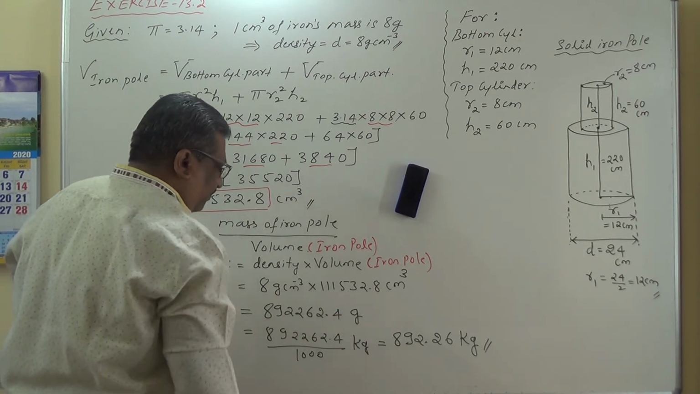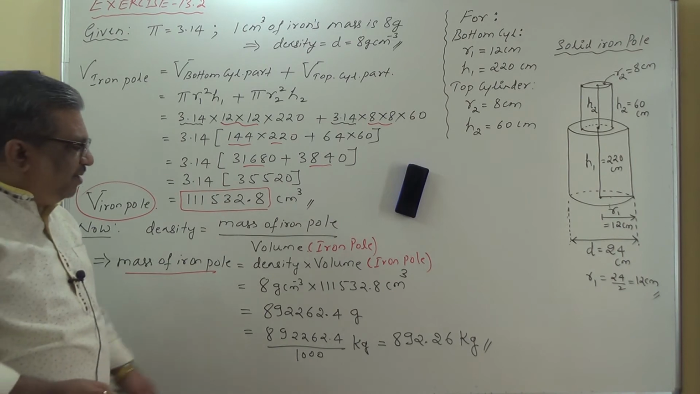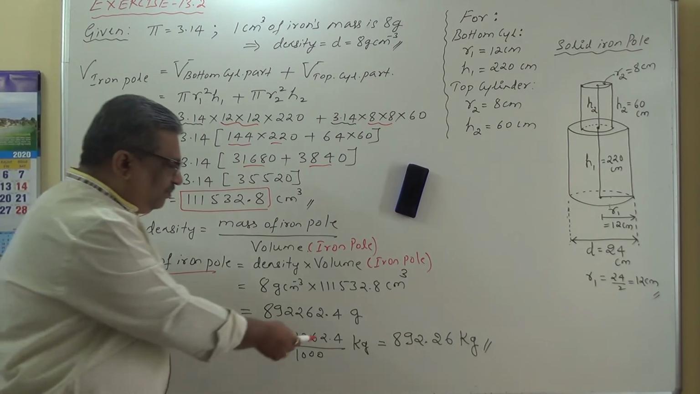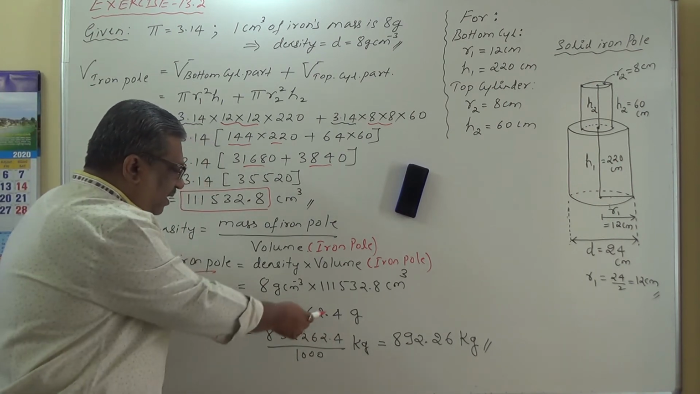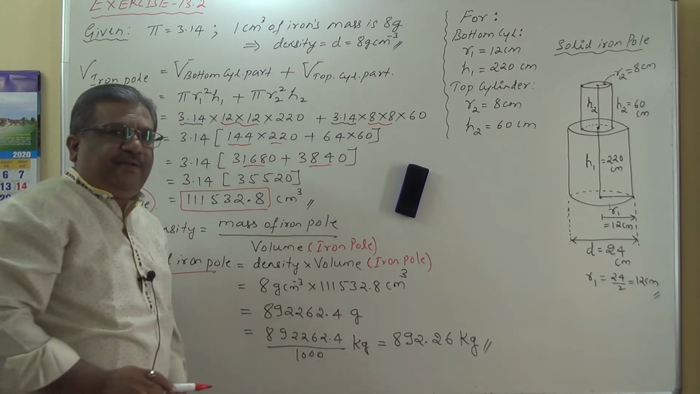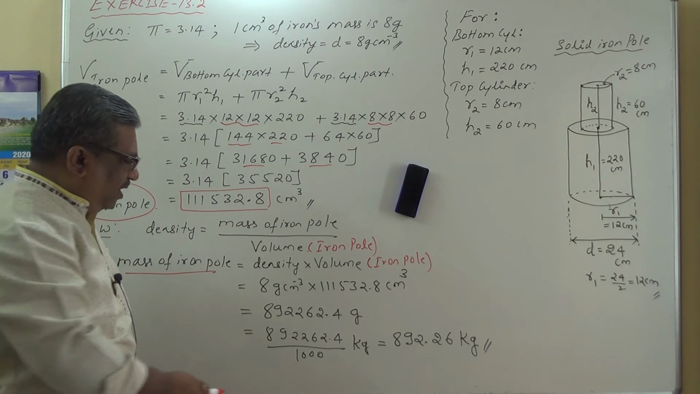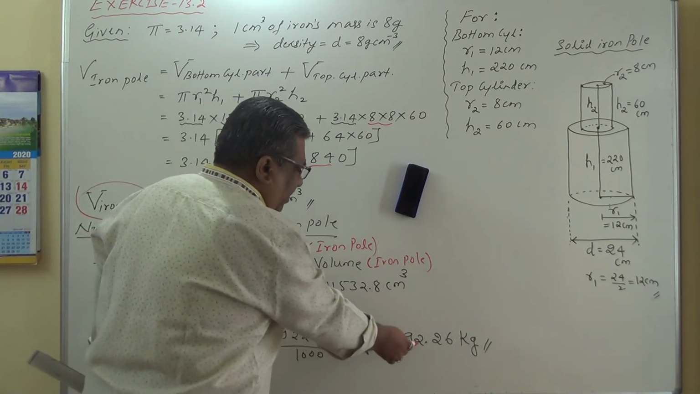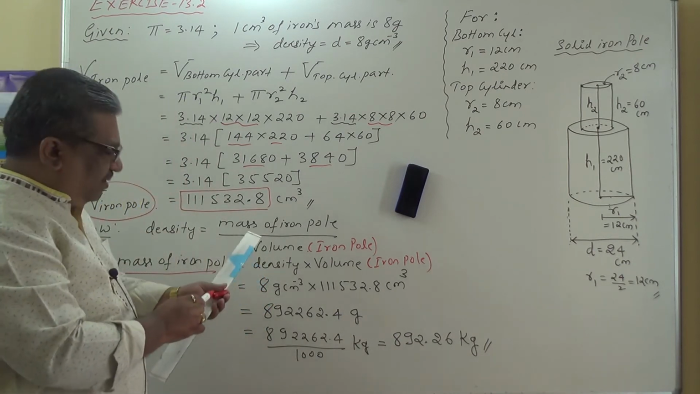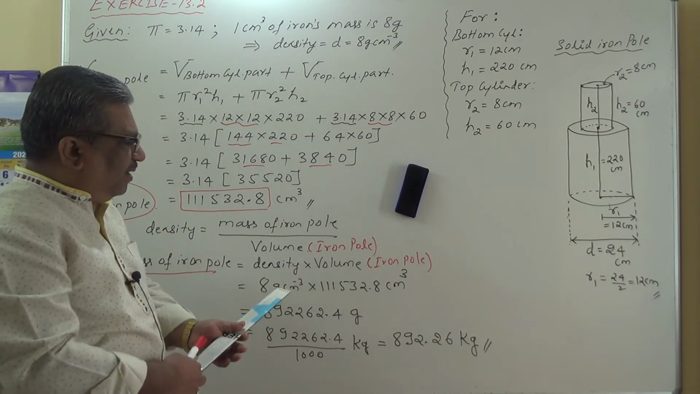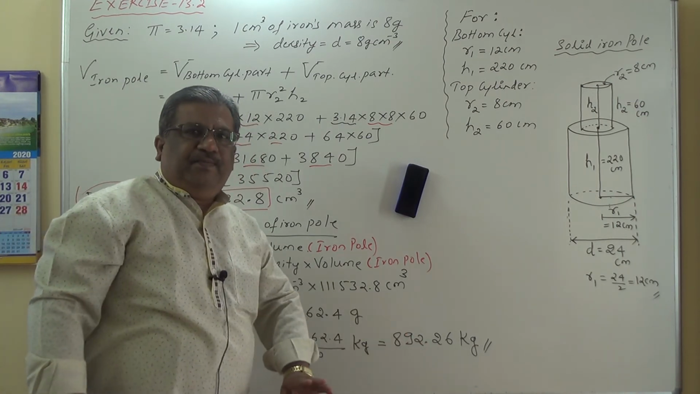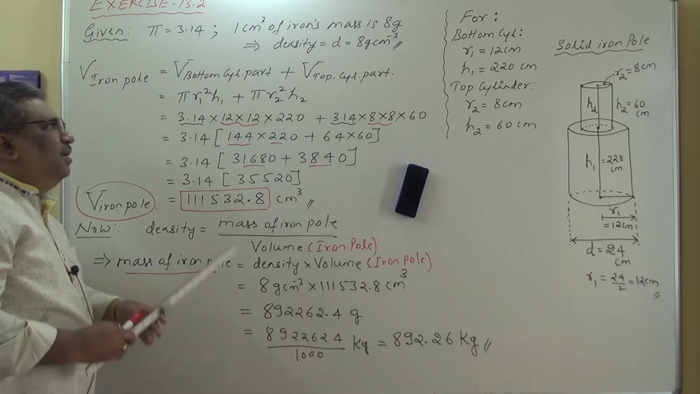8,92,262.4 grams. It is quite a big number, and we can go for the kilogram here. Divide this grams by 1000 to get kilograms, units of measurement as kilograms. So after dividing, we get 892.26 kilograms. So what is the mass of this iron pole now? The mass of iron pole is 892.26 kilograms. I hope you have understood.